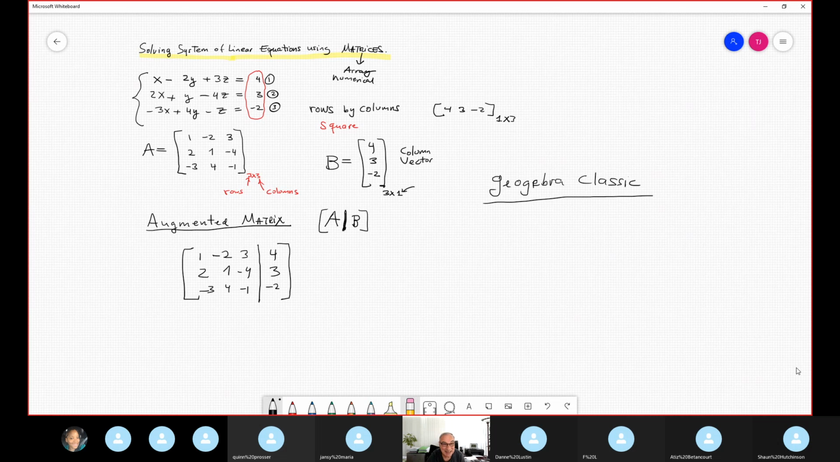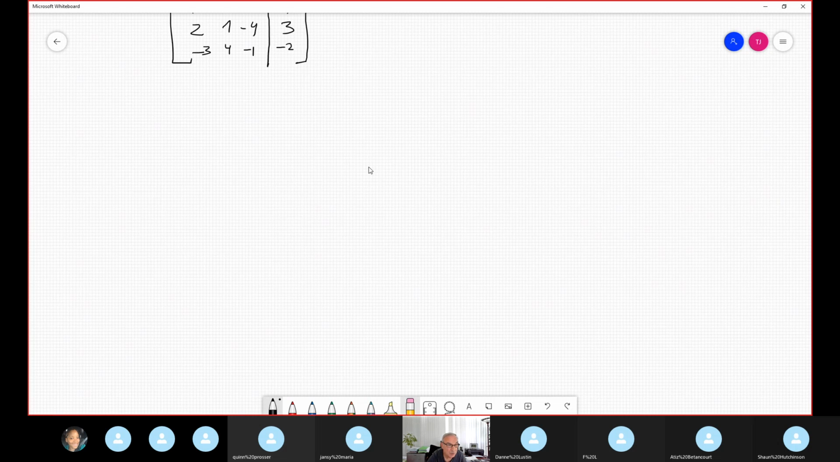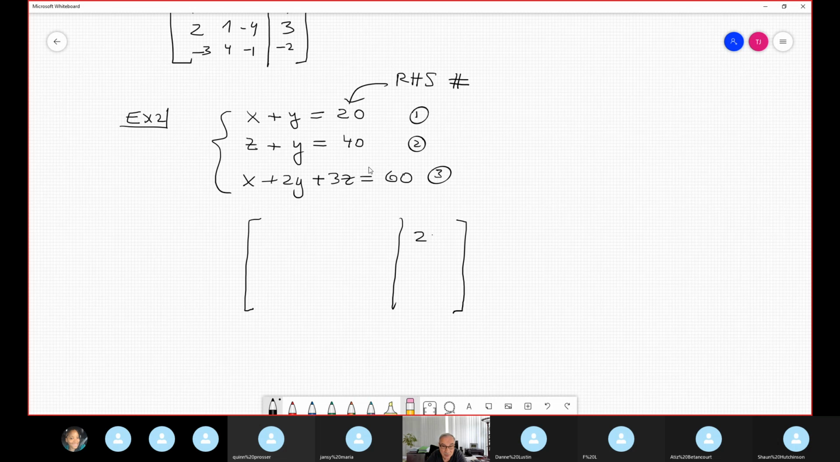Let's do exactly the same idea, but in one more example. Example 2. Suppose that we have a system: x plus y equals 20, equation 1. x plus y equals 40, equation 2. And x plus 2y plus 3z equals 60, equation 3. My goal is to write the augmented matrix associated with this system. So the typical format for the augmented matrix is you open a big bracket, and you separate by a line the right-hand side numbers, which are 20, 40, and 60.